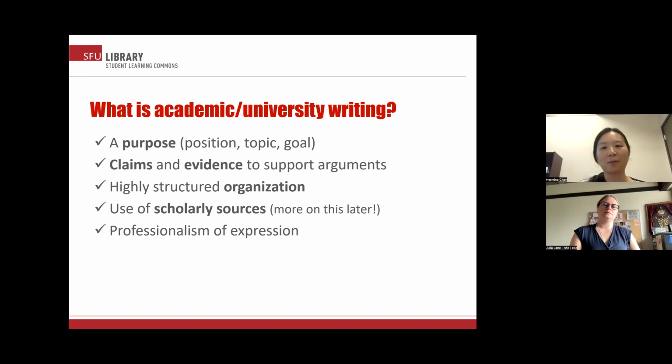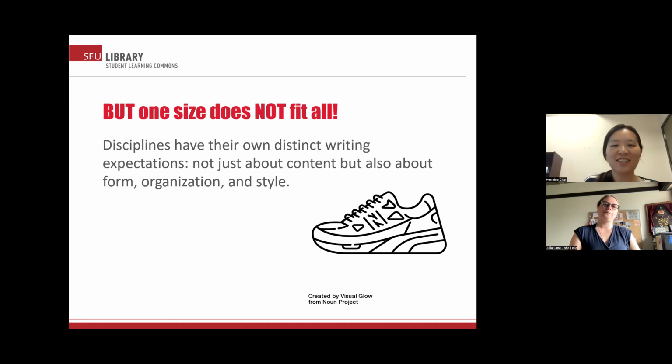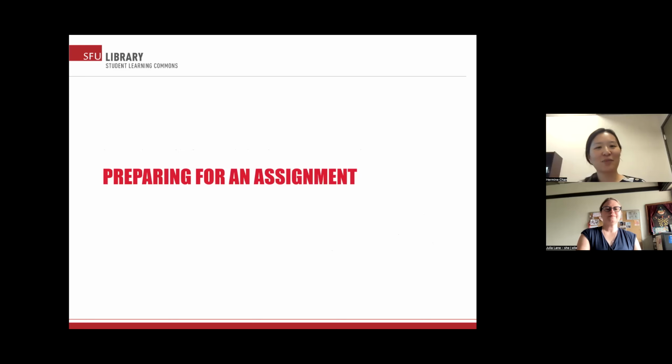But one size does not fit all. Not every subject is going to be the same. Every single discipline will use their own language and their own vocabulary. They'll talk about different contents, but also use different styles of writing, different formats and organization. So please pay attention to that when you are in your classes, and make sure that you're giving what your professor is asking for. So I'm going to hand it over to Julia to talk about how to prepare for an assignment.